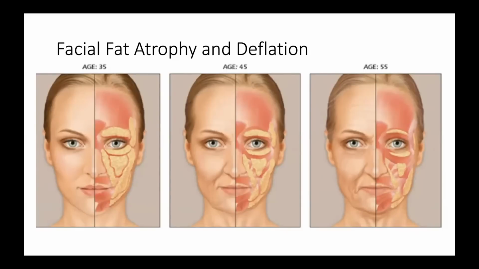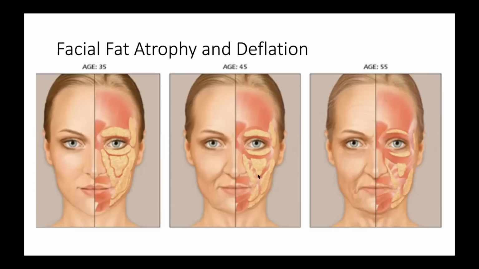And in youth, these are fairly robust. And as we get older, we start to see that these fat pads start to atrophy. They go away. And where they go away, our tissues become deflated. So we'll see deflation of the brow fat. We'll see deflation of the temporal fat. And so we'll see hollowing in these areas.